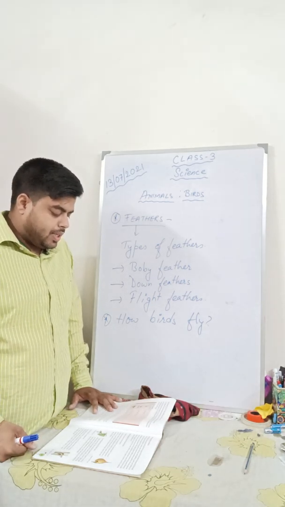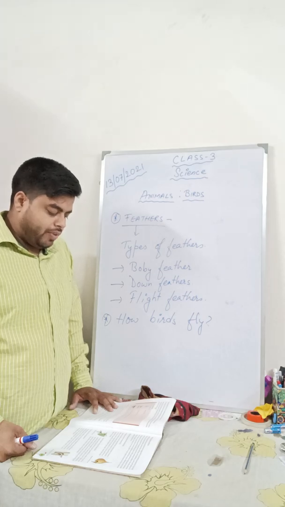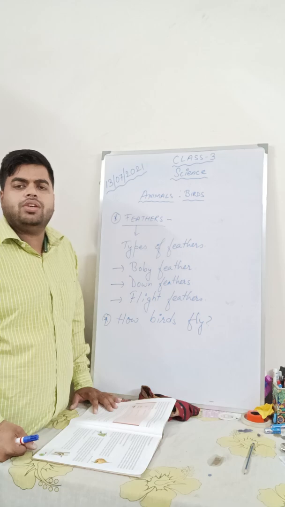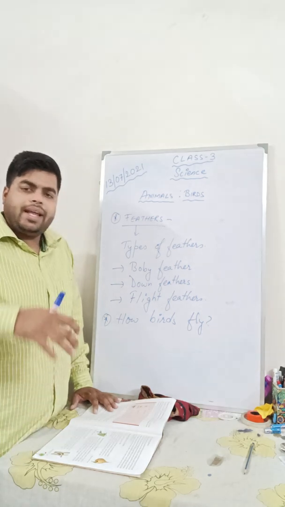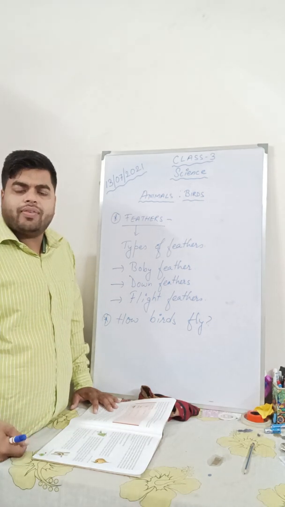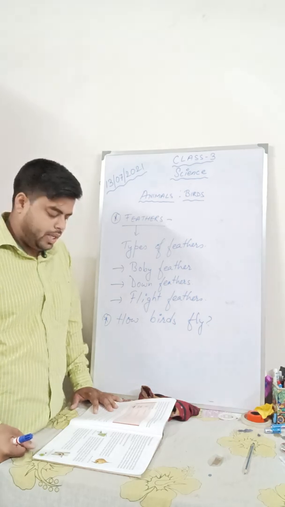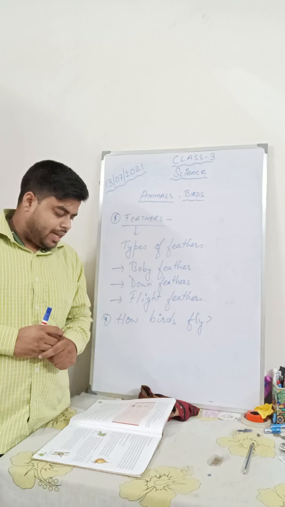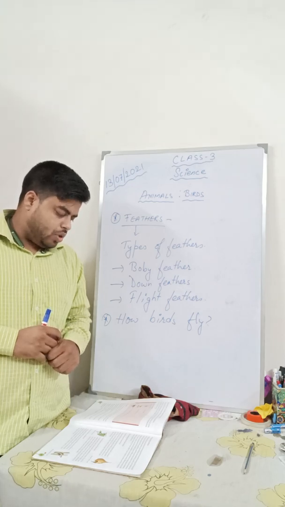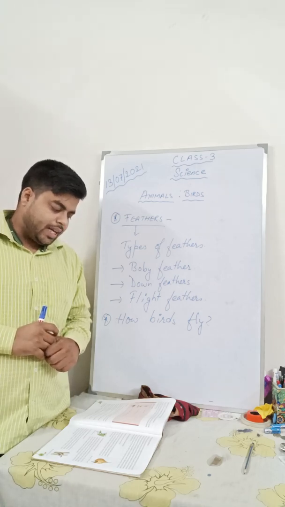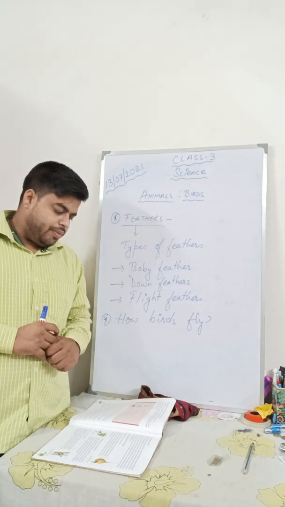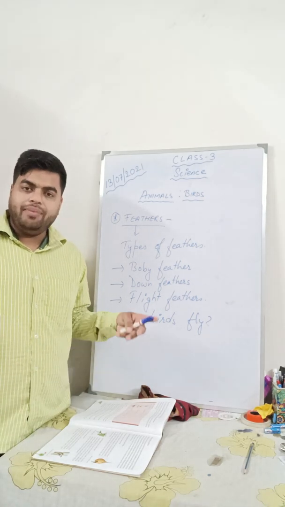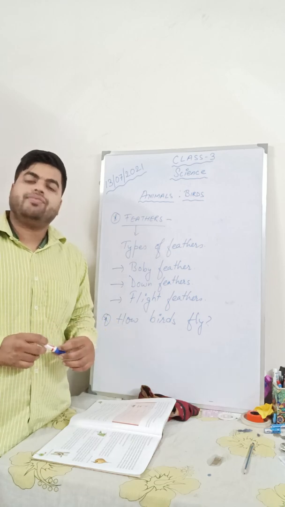Most birds like pigeon, crow, hen and vulture can fly. Most of the birds that you find around you can fly. There are a few exceptions which cannot fly, like ostrich, kiwi, emu and penguin. These are flightless birds with heavy bodies, and that is why they cannot fly.